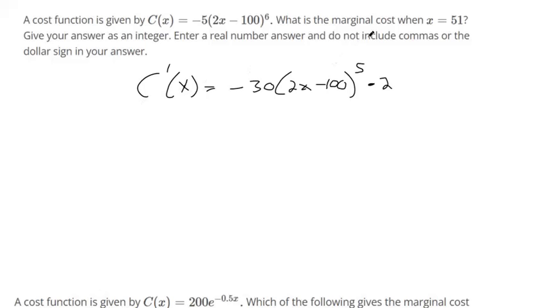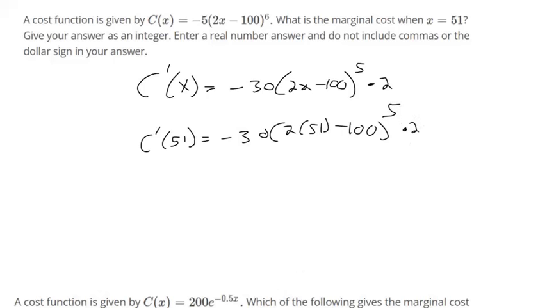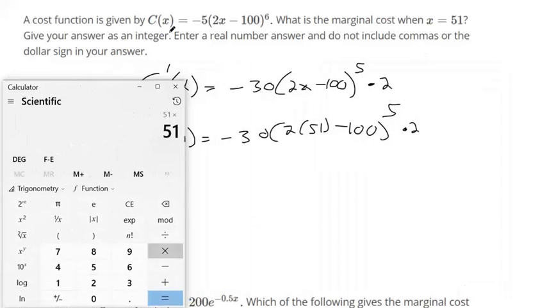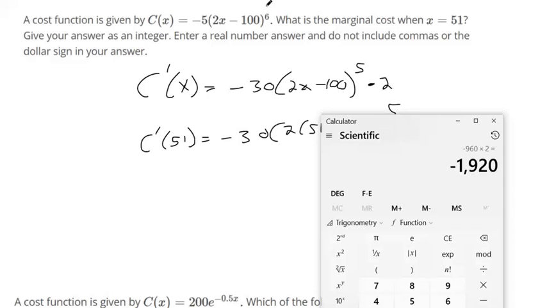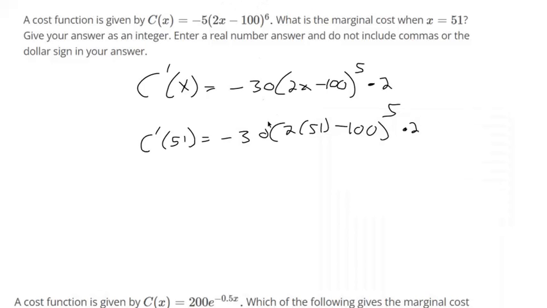Okay, so we have our marginal cost function. What's the marginal cost when x equals 51? How much is it costing us roughly per unit at this point? You just need to plug in 51 here to finish solving this. So we got 51 times 2 minus 100, raise that to the 5th power, multiply that by negative 30, and then multiply by 2. So I got negative 1,920 for our marginal cost when we're on the 51st unit.